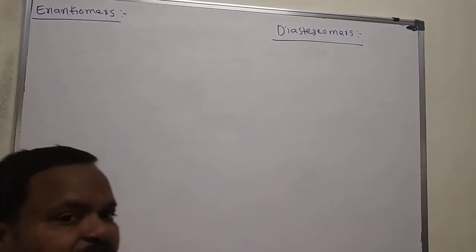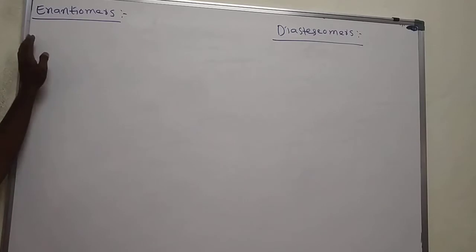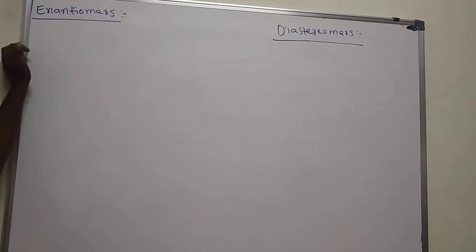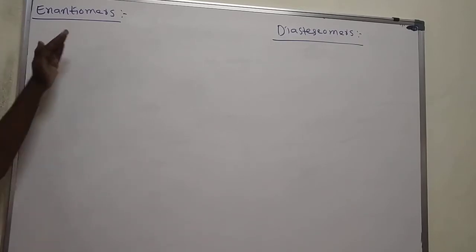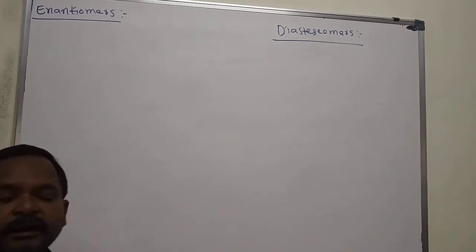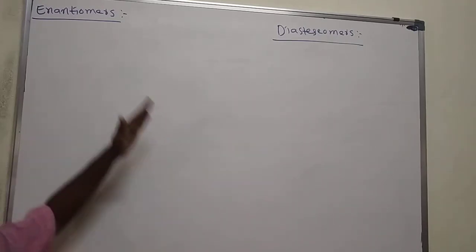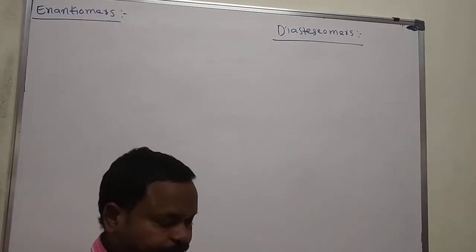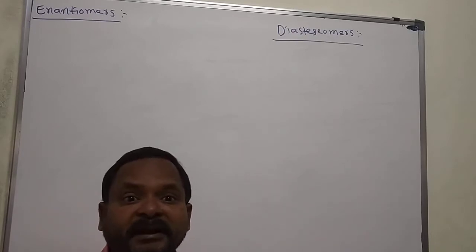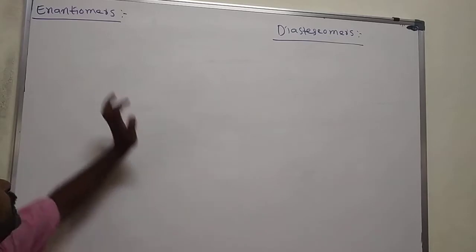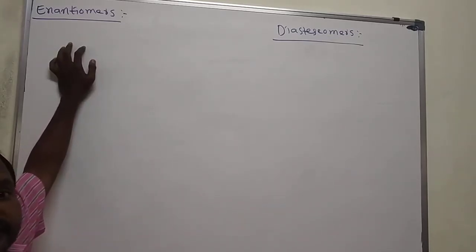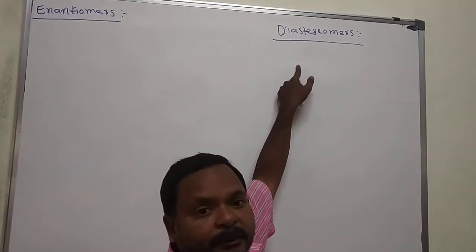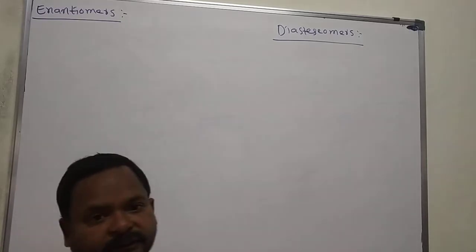Okay, good morning students. In continuation, we will see one more important topic in SN1 reaction: enantiomers and diastereomers. What is the meaning of enantiomer and what is the meaning of diastereomer? Listen first. Non-superimposable mirror images are called enantiomers. Non-superimposable non-mirror images are called diastereomers.